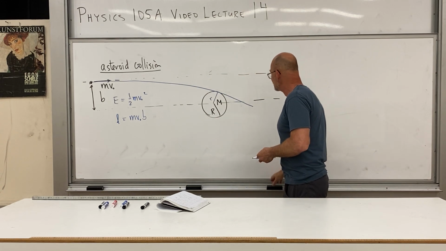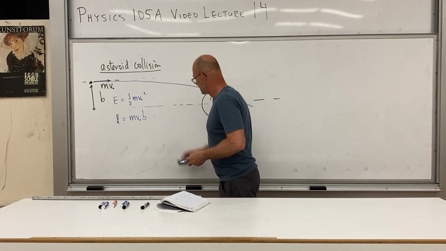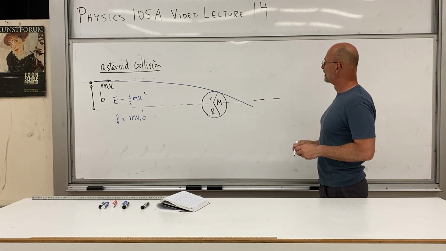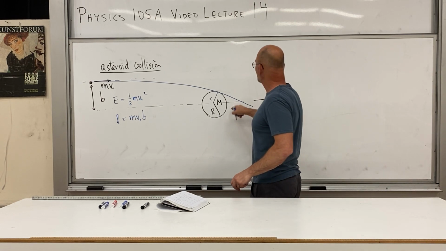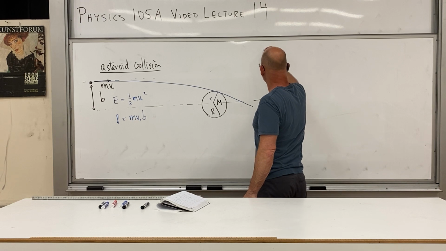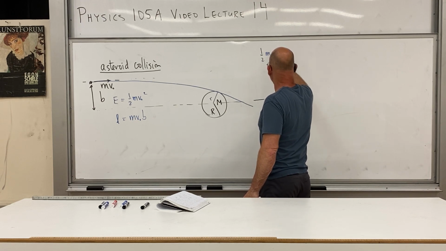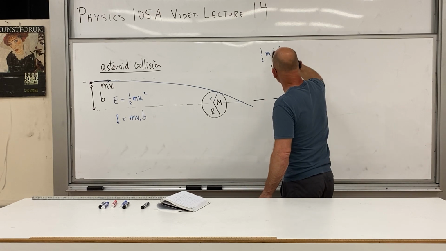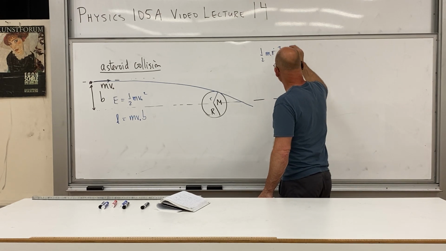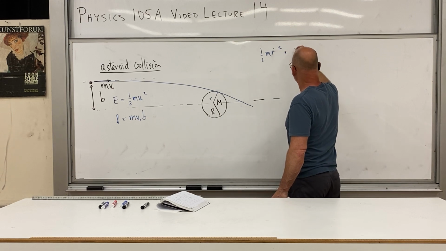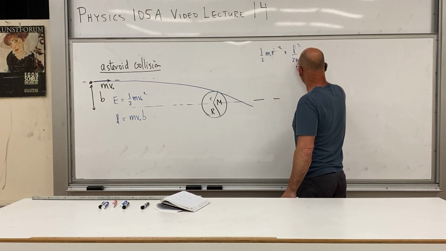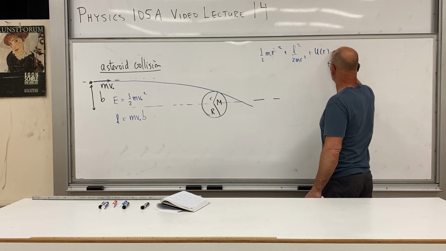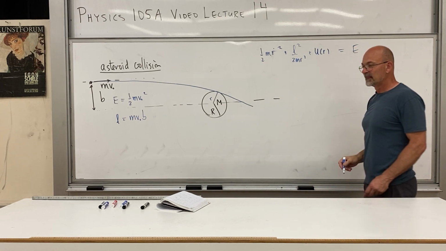Good. So once again, we're back to our central force. What we're going to do here is remind ourselves we've got 1/2 m r dot squared, plus L squared over 2m r squared, plus U of r is equal to E.